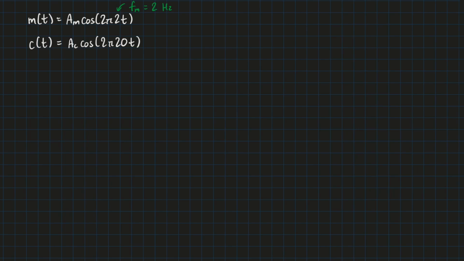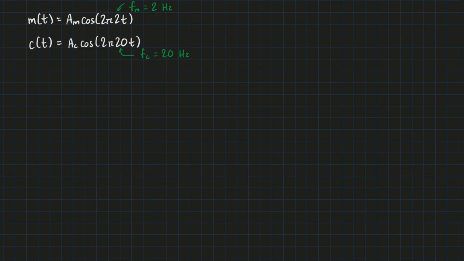Let's do an example in which a message signal m(t) DSB-SC modulates a carrier signal c(t). So let's say m(t) equals A_m times cosine of 2 pi times 2t. And then the carrier equals A_c cosine 2 pi times 20t. And this means the frequency of the message, or f_m, is 2 Hz, and the frequency of the carrier, f_c, is 20 Hz.